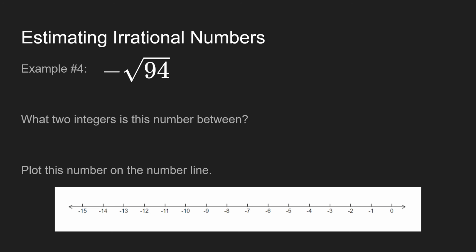Then our final example is negative the square root of 94. So let's figure out what two integers 94 is between. Well, we know 9 times 9 is 81, so the square root of 81 is 9. And 10 times 10 is 100, so the square root of 100 is 10. So negative the square root of 94 falls between negative 9 and negative 10 on the number line. The reason being is because there's a negative sign right in front of the square root, and we know we cannot take the square root of a negative number.